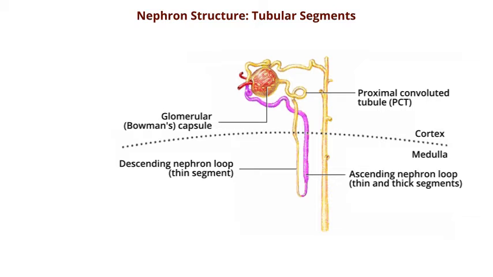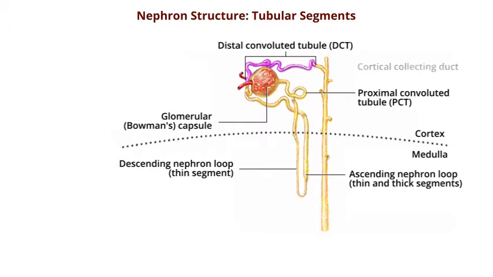From the nephron loop, the fluid then enters the twists and turns of the distal convoluted tubule, or DCT, eventually emptying into a cortical collecting duct. This duct extends into the medulla, forming the medullary collecting duct, which carries the urine through the tubules of the renal pyramids to the renal pelvis.